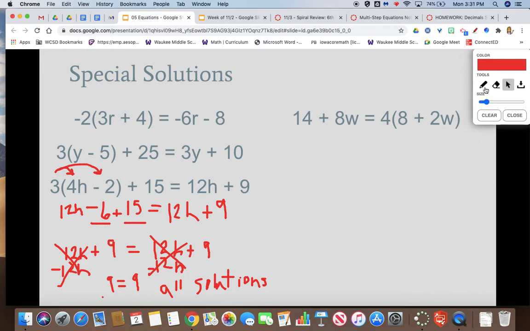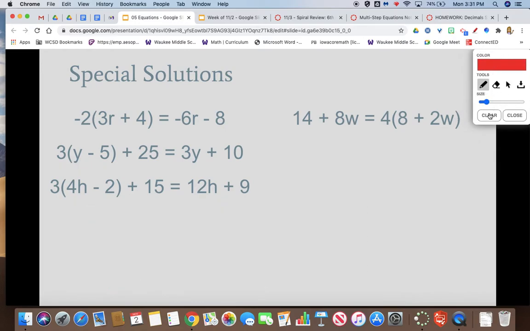Okay, let's move on to a new type of problem. 14 plus 8w equals 4 times the quantity of 8 plus 2w. Write that down now.